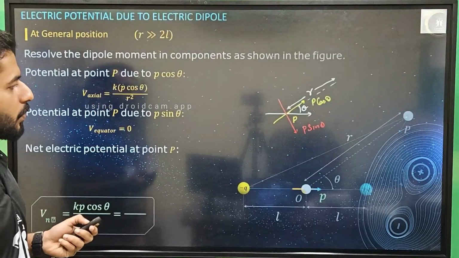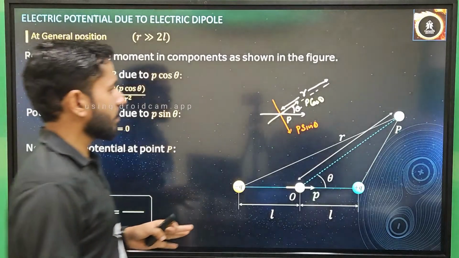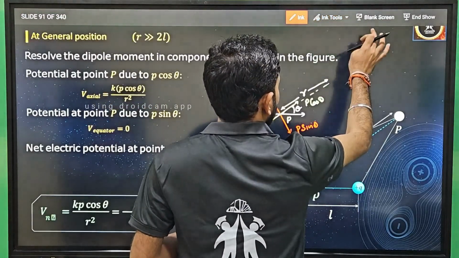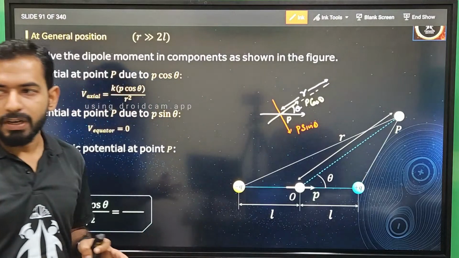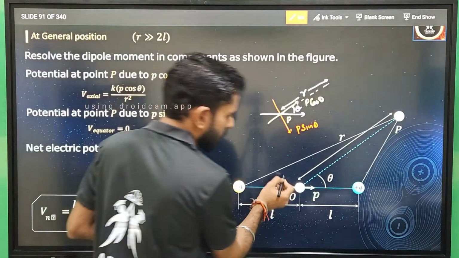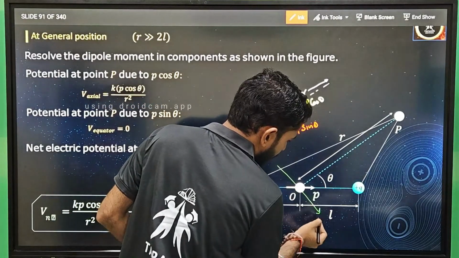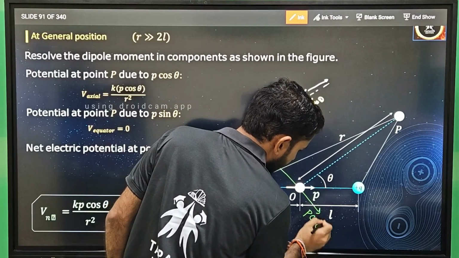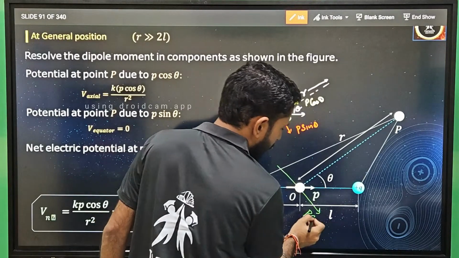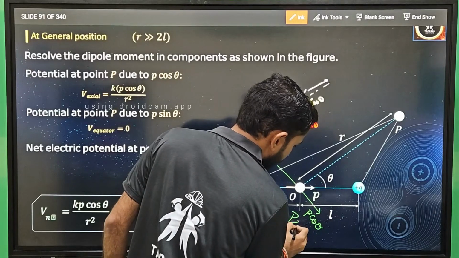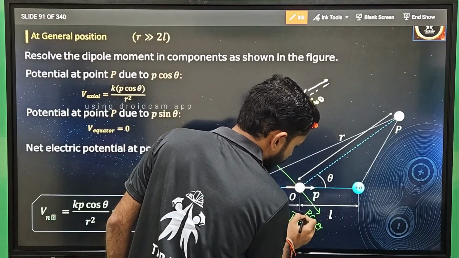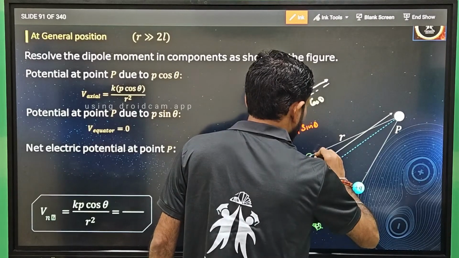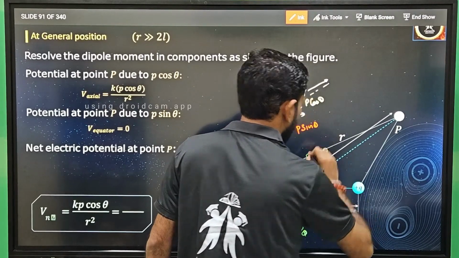Come to the general position also. That is also very simple. See, if you remember, what was the first thing that we were doing? We will take components for both these things. I will write this as P cos theta, and sorry, this will be P sin theta. Two components. I hope that you know how to make components. This will be P sin theta, and this component will be P cos theta.